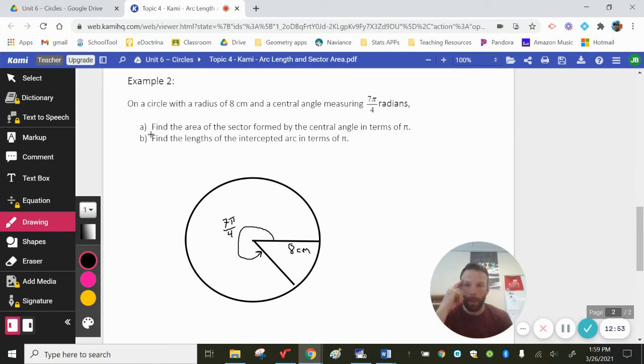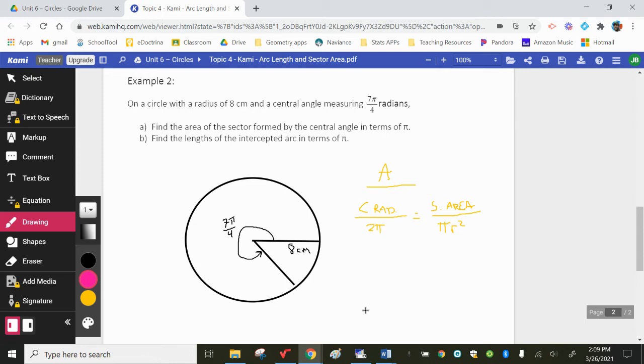Now, for part A right here, when we're looking for the area formed by this central angle in terms of pi, the area means I'm looking for most of this circle. I'm only excluding this little piece here. I'm taking more than half of it, almost the whole thing. So I'm trying to find all of this area, and then I'm going to find the length from the beginning of the rotation to the end of the rotation right here.